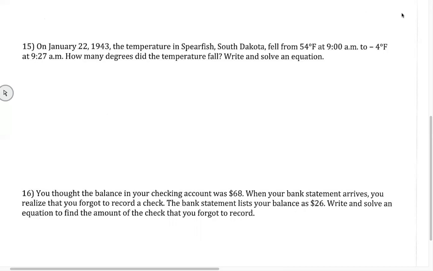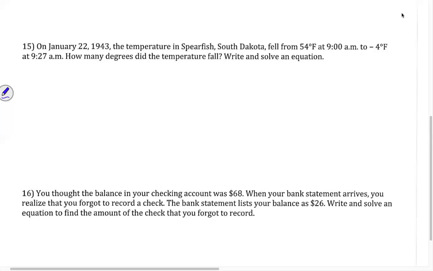Okay. Now, in South Dakota, it gets cold. In Spearfish, South Dakota, the temperature fell from 54 degrees Fahrenheit at 9 a.m. to -4 degrees at 9:27 a.m. True story. How many degrees did the temperature fall? Now, Shannon, do you know what this question's asking? Okay, yeah. So we want to find out how many degrees did it drop, right? And we know dropping is going to be negative. So I know my answer is going to be negative. So we don't have to worry about that. Do you have any idea how to do it?